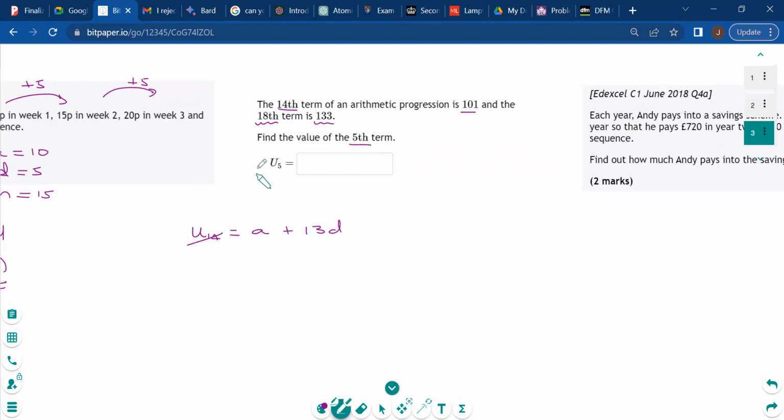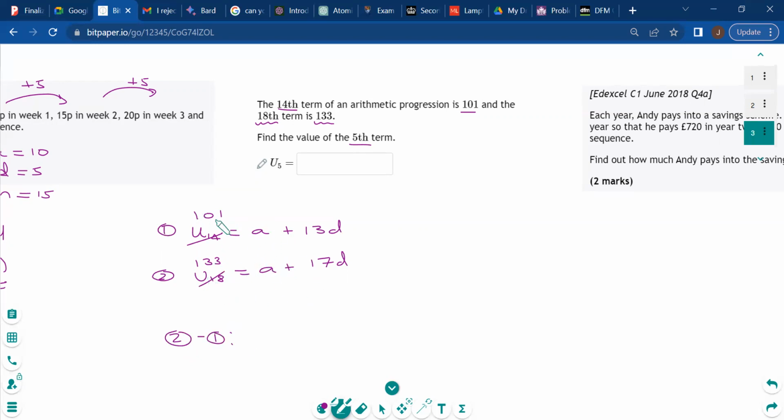And I know what the 14th term is. It's 101. So I could substitute that in. How about the 18th term? So the 18th term is going to be equal to a plus n minus 1. That's 17. 17 d. And we know what the 18th term is. It's 133. Now, if you subtract equation 1 from equation 2, so in other words, if you do this, the a's would cancel.